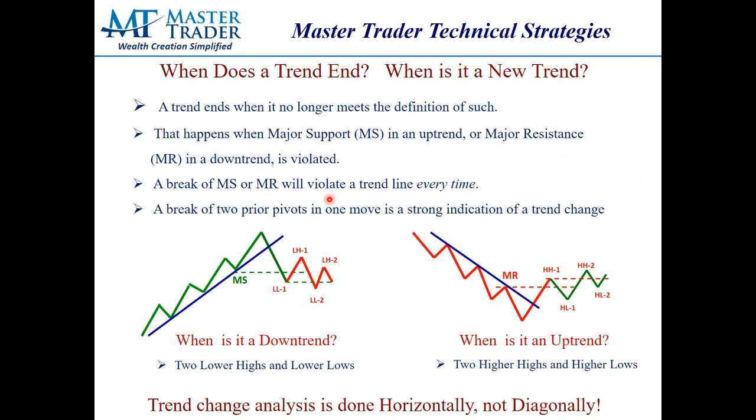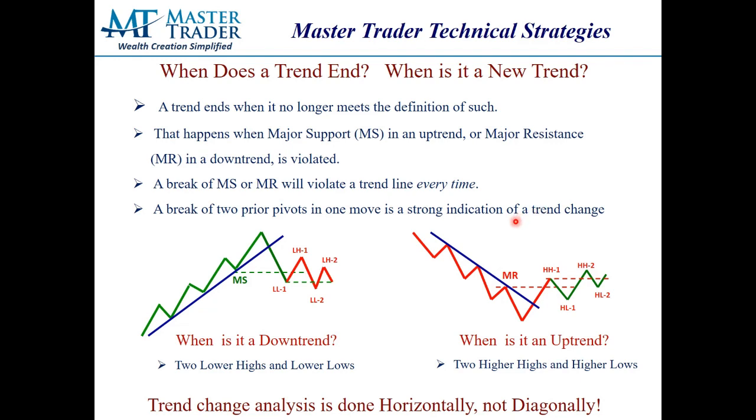So when does the trend change? When is it a new trend? We have to answer those questions, otherwise we don't know. We're uncertain, we're lost. So a trend ends when it no longer meets the definition of such. That makes it pretty simple, right? If it's not making higher highs and higher lows, it's not an uptrend. And if it's in a downtrend making lower highs and lower lows, it's in a downtrend until it overcomes major resistance. And an uptrend, that happens when it overcomes major support. So a break of major support or major resistance will violate a trend line every single time without fail.